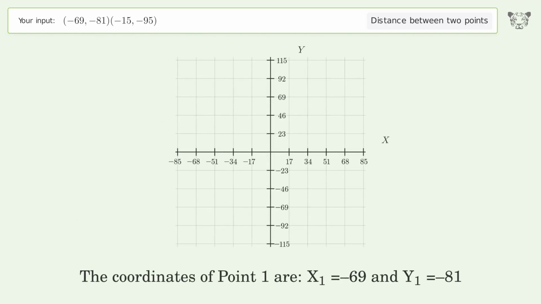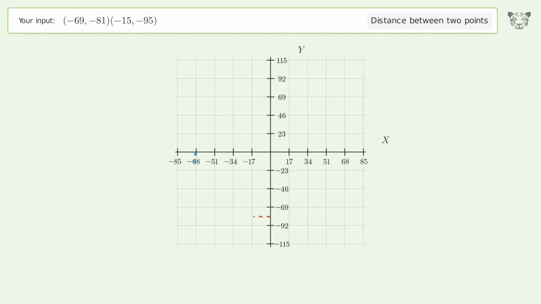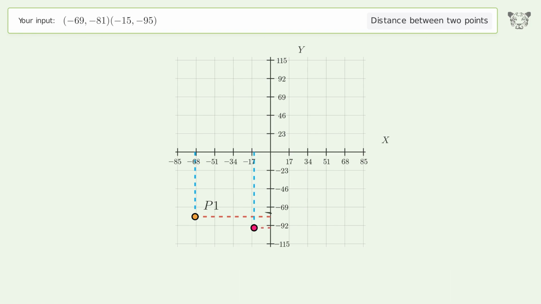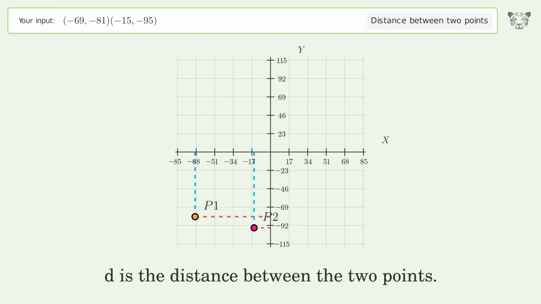The coordinates of point 1 are, x1 equals -69 and y1 equals -81. The coordinates of point 2 are, x2 equals -15 and y2 equals -95. D is the distance between the 2 points.